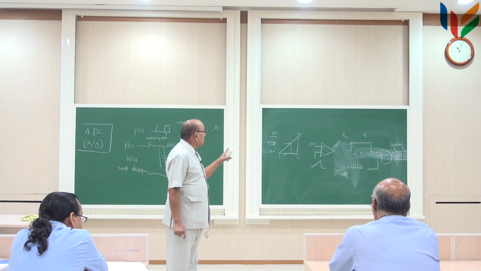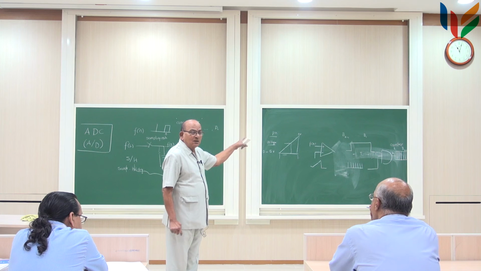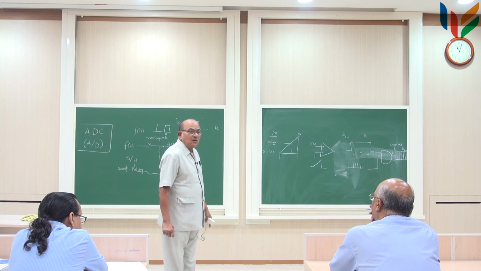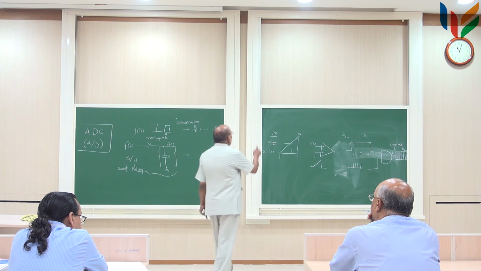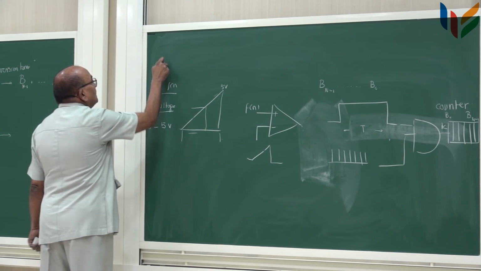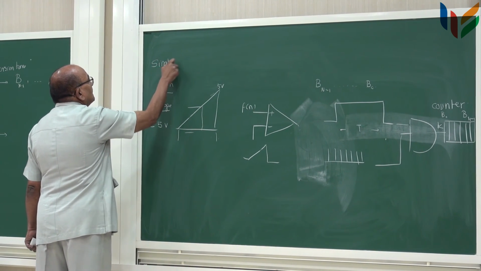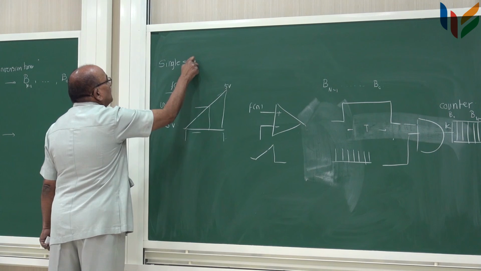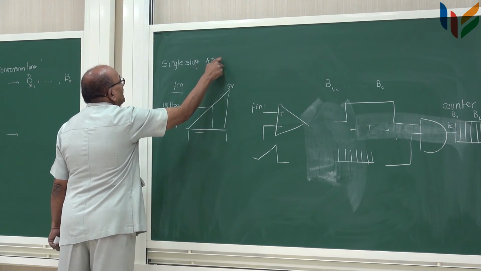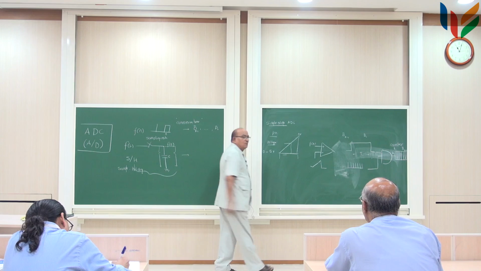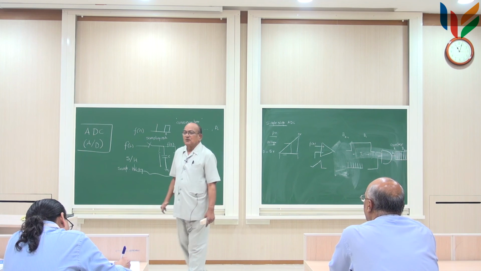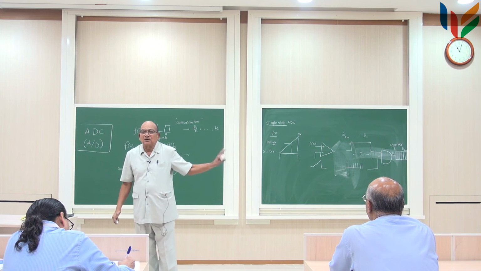And all I have used here is a ramp signal or a sawtooth signal, and so this is called a single slope A to D converter. Only one slope. We will see next something called a dual slope, but right now this is called a single slope.